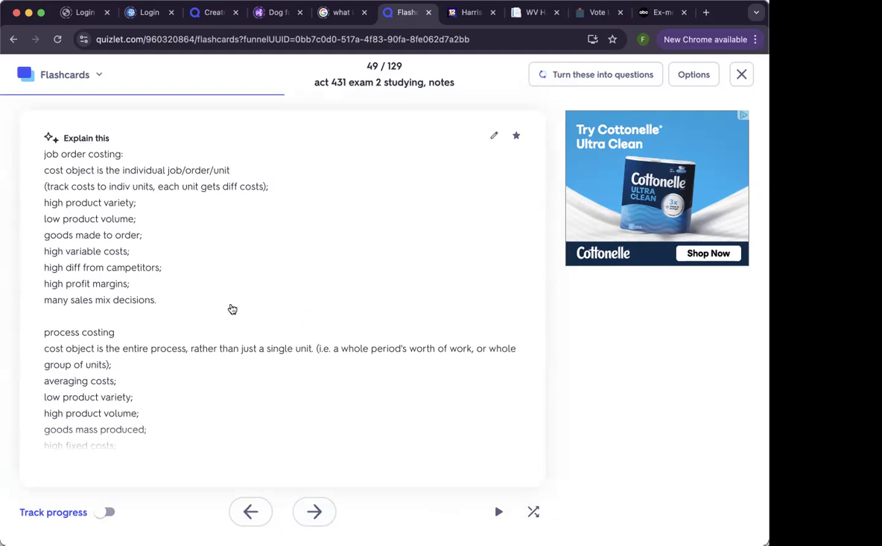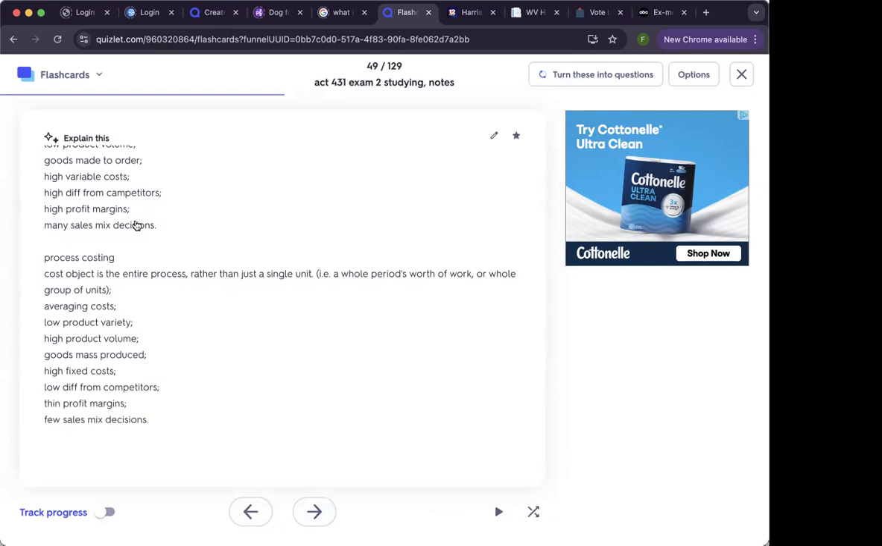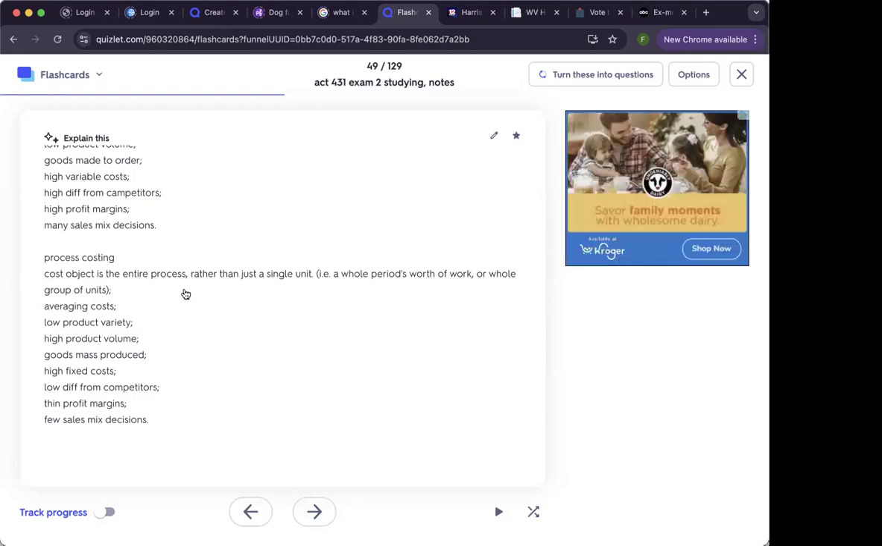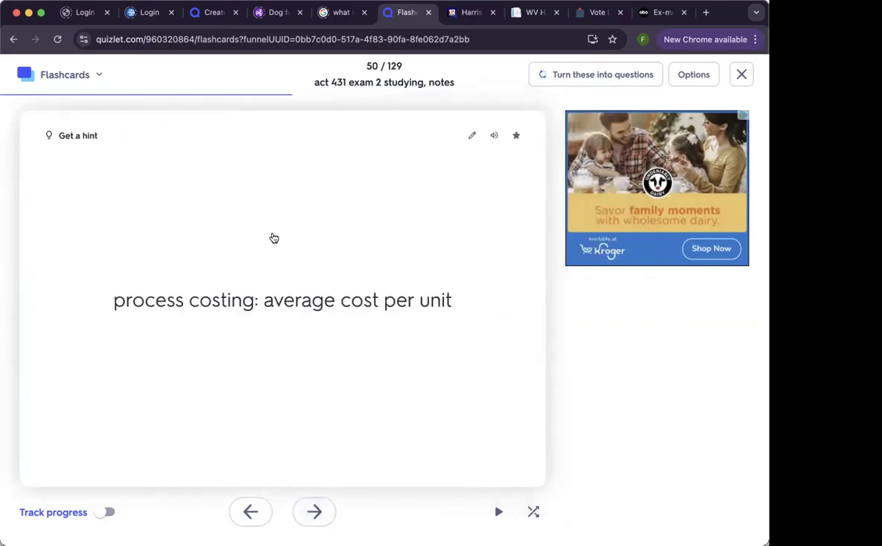Many sales mix decisions. Process costing. Cost object is the entire process rather than just a single unit, i.e. a whole period's worth of work or a whole group of units. Averaging costs. Low product variety, high product volume, goods mass produced, high fixed costs, low differentiation from competitors, thin profit margins, few sales mix decisions.